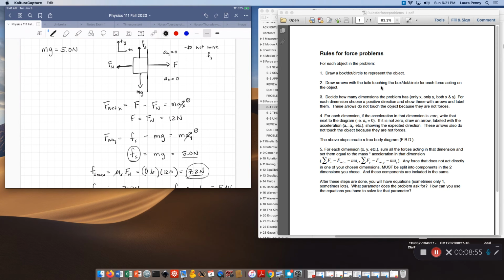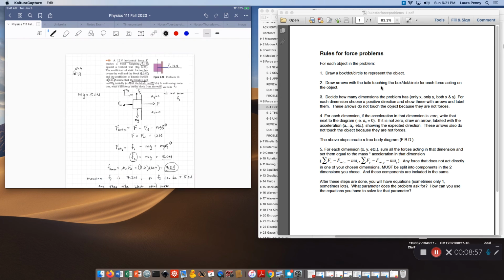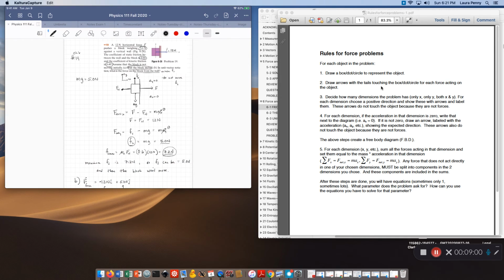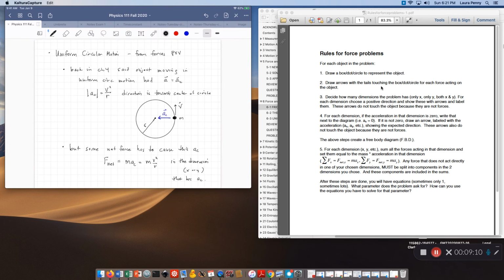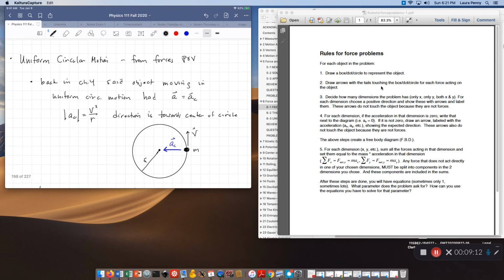Okay, hopefully if we have any questions on friction, we can go over that in class before we take the quiz on Thursday. But I want to go ahead and move into uniform circular motion from a forces point of view.